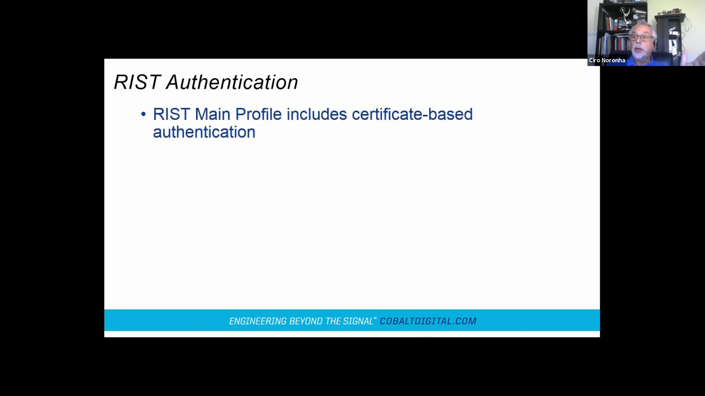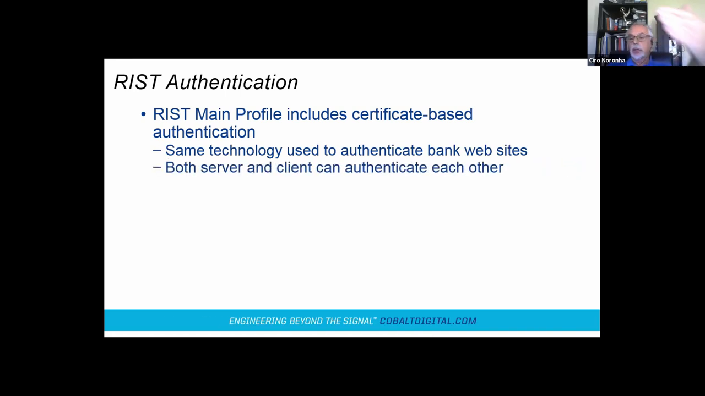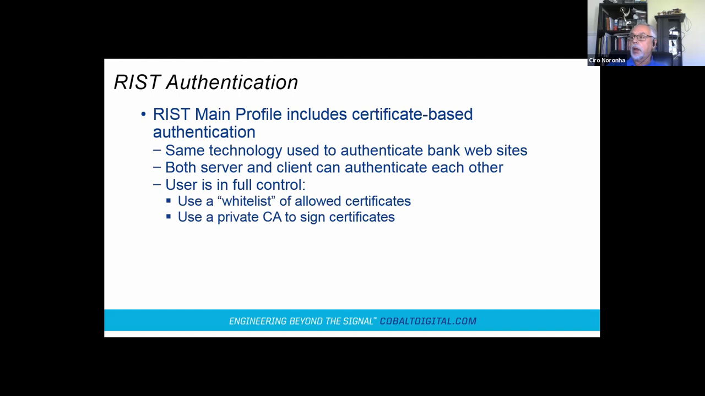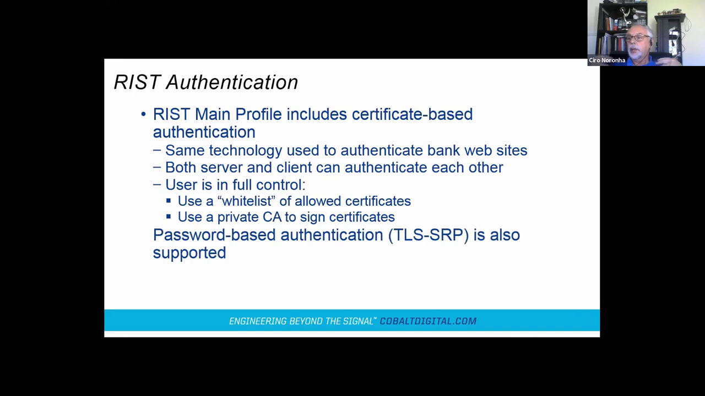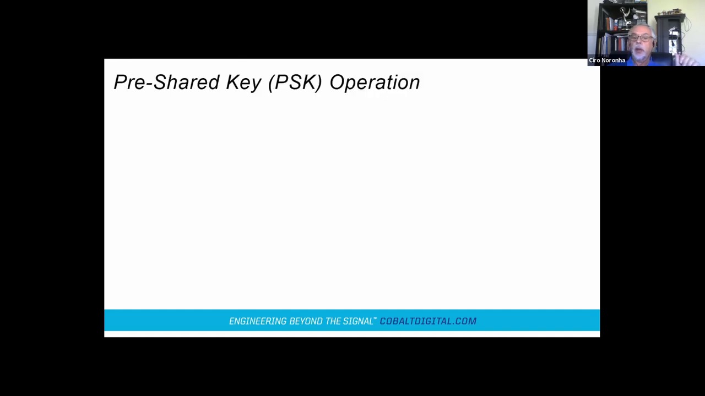Authentication. Are you who I think you are? And we use certificate-based authentication, which is the same technology that's been used to authenticate bank websites. When you connect to your bank, you are sure that you are connecting to your bank because of the certificate. We use the same technology, but in this case, in RIST, both server and client can authenticate each other. The user is in full control, and you can have a whitelist. We can have a whitelist, we can use a private CA, it's all supported. And we also support password-based authentication, TLS-SRP, if you don't need all of that.